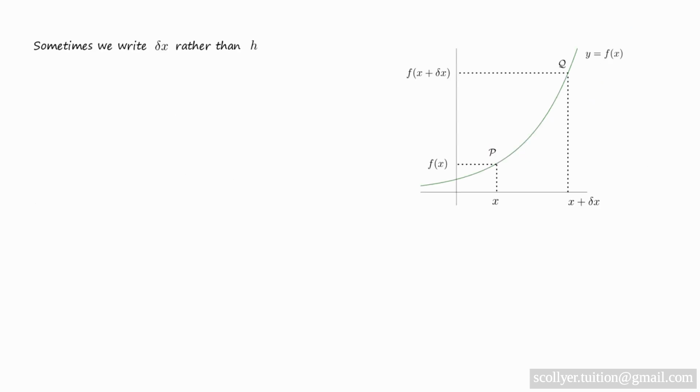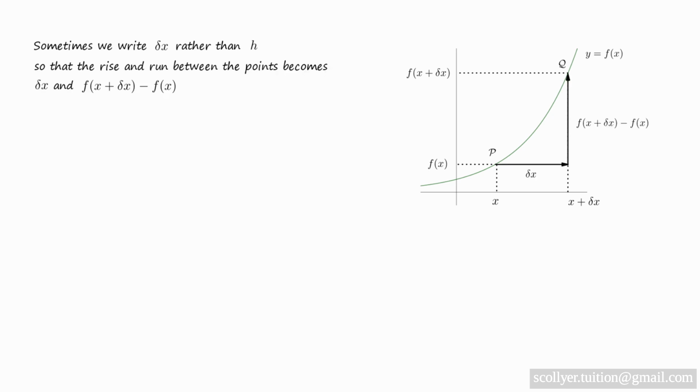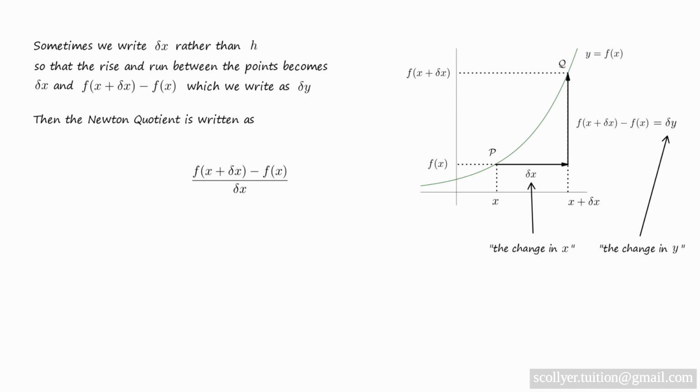And when we calculate a derivative from first principles, finding the limit is usually the hardest part of the whole procedure. Now sometimes we write delta x instead of h, with corresponding changes to the graph, and then the rise and run become delta x and f(x+delta x) - f(x), and we call the rise delta y.